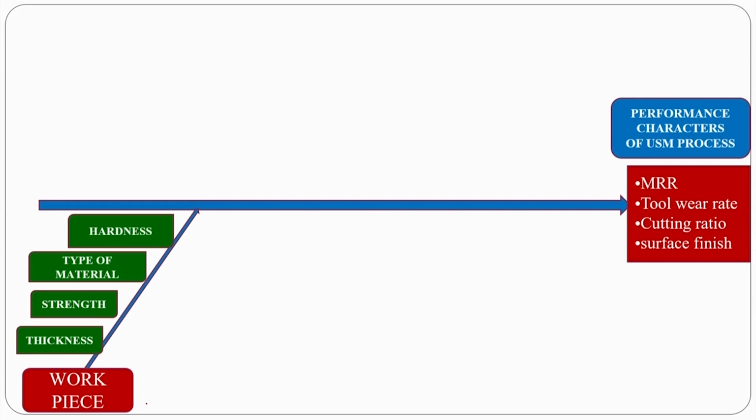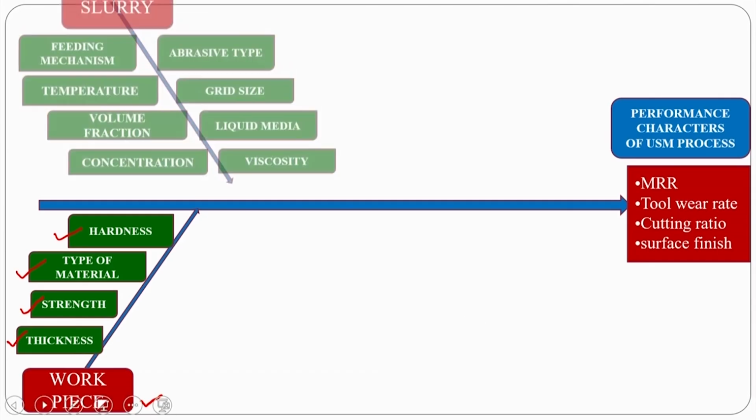The first input parameter that we are going to see is the workpiece properties. That is nothing but the hardness of the workpiece, type of the material, like whether it is a brittle material or a ductile material, strength of the material and thickness of the material. If the workpiece thickness is too high, what will happen? It will take more time to remove the material.